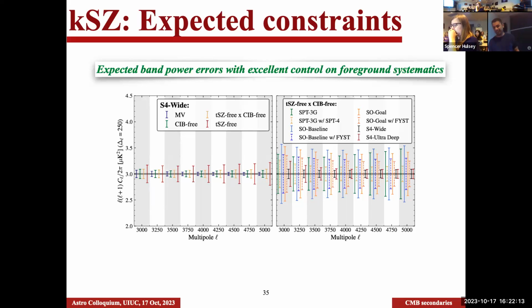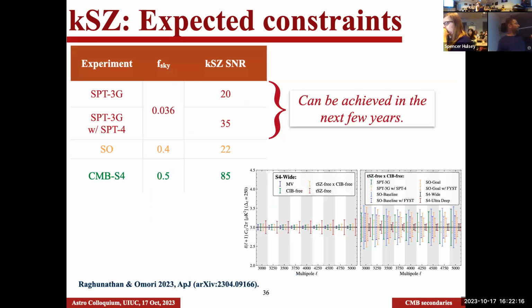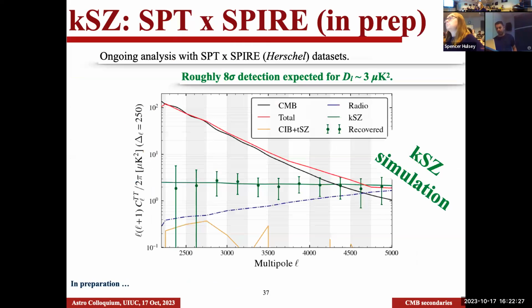Got it. Okay. So you can see for CMB-S4, which is a futuristic instrument, the signal to noise is 80 or 100, just very high. So this is something that I'm currently working on.